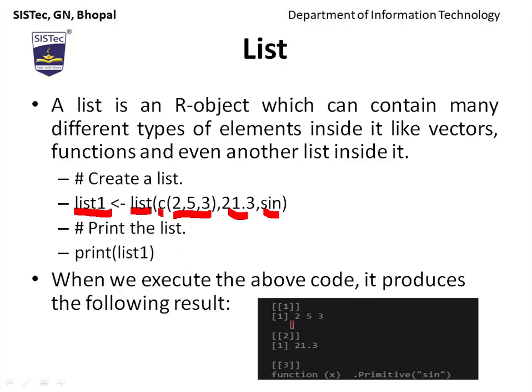First, we have stored the vector 253. It is displayed as the first row. Then I have passed 21.3 as the second value. And lastly, I pass a sine value, but that requires a function, the primitive sine, so it displays that you have passed a sine primitive. So this way we can use the list.